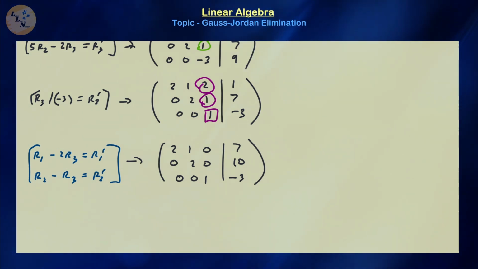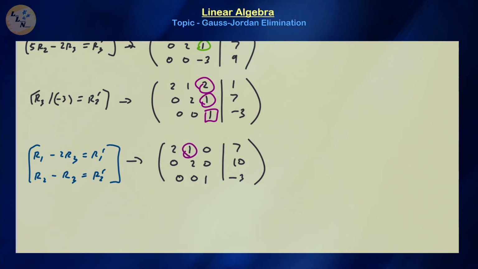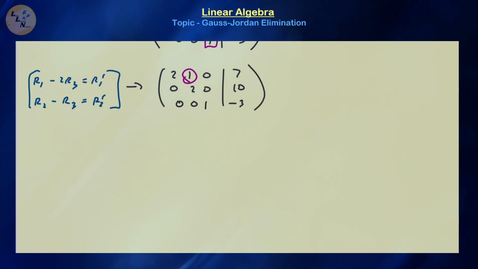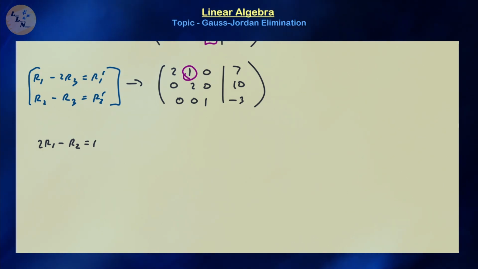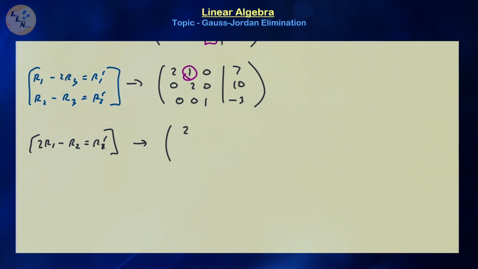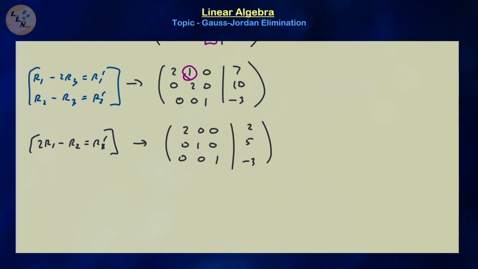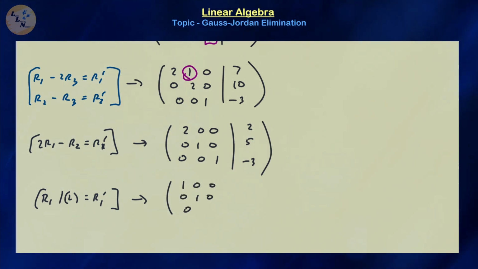So the next thing I want to focus on is going to be this 1. So how am I going to be changing that? So what I can do is, let's see, we can do 2 times row 1 minus row 2 in order to get a new row 1. So once we do that, we're going to have 2, 0, 0, 0, 1, 0, 0, 0, 1, augmented with 2, 5, minus 3, and then I'm going to just divide row 1 by 2 in order to generate a new row 1. Once I perform that transformation, I'm going to have the identity 1, 0, 0, 0, 1, 0, 0, 0, 1, augmented with 1, 5, minus 3.